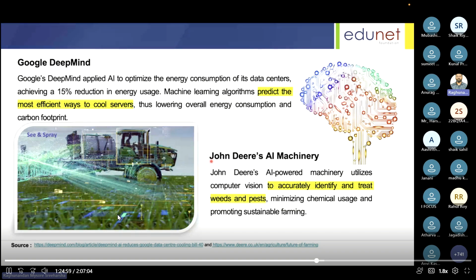And when you look into John Deere's AI machinery, what it does is that it accurately identifies and treats the weeds and pests by just looking at them, and minimizes the chemical usage, promoting sustainable farming. Now, remember one thing when we talk about sustainable farming: farmers have been using chemicals from long back. So what is the use of that?